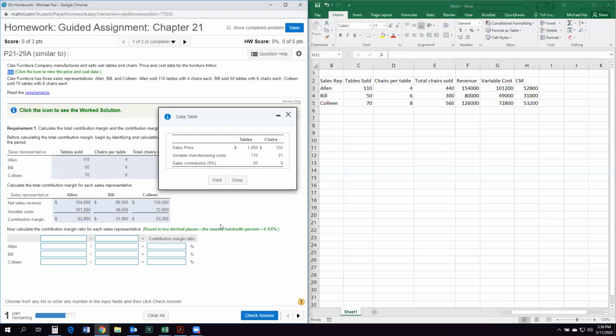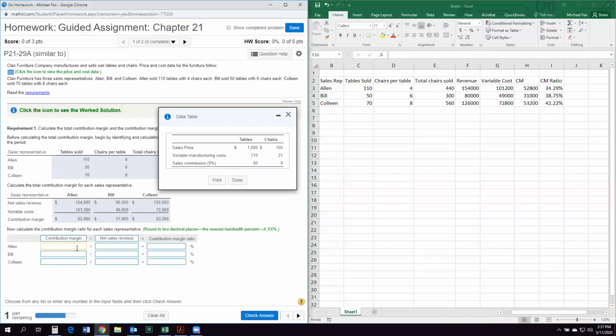All right, now they want us to calculate the contribution margin ratio. The contribution margin ratio is just the contribution margin divided by the sales revenue. So to find our contribution margin ratio, we just take the contribution margin, divide it by the sales revenue. And then it wants it to the 100th percent. So I'm just going to have it show me as a percentage with 2 decimals.